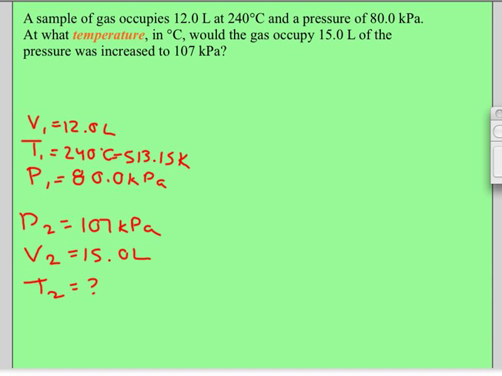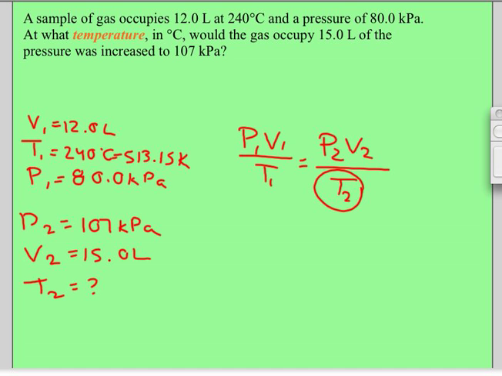So just be careful with these because you have to make sure that everything matches. If your volume is in liters, your V2 has to be in liters. If your P1 is in kPa, your P2 has to be in kPa. It's the easiest thing to kind of mess up, so just be careful. This one, P, V, and T, means we're going to use P1 V1 over T1 equals P2 V2 over T2. So you plug everything in. Now you'd have to algebraically solve for T2, so you need some algebra. Our T2 is 857.9 Kelvin, or 580 degrees Celsius.